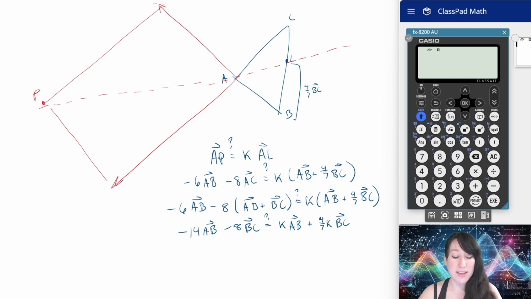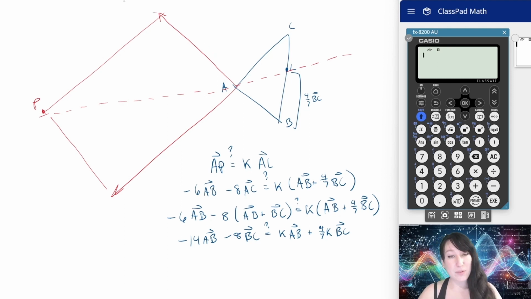So if these two things are equal, then the coefficients of A would have to be equal, and the coefficients of BC would have to be equal. So negative 14 would have to equal K, and negative 8 would have to equal 4/7 K. So if K is negative 14, does negative 8 equal 4/7 times negative 14? It turns out it does.